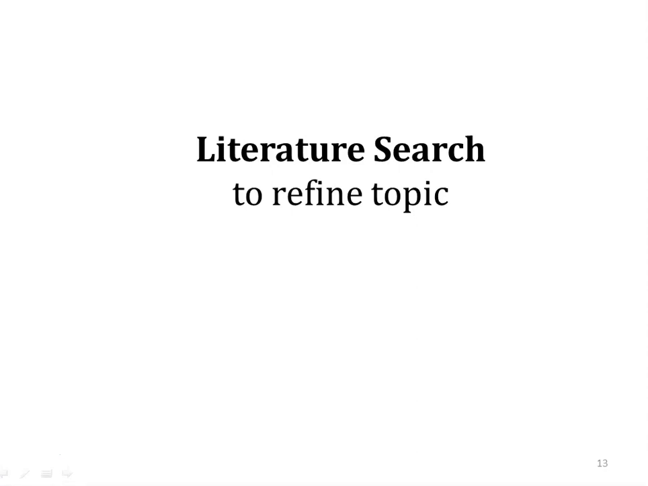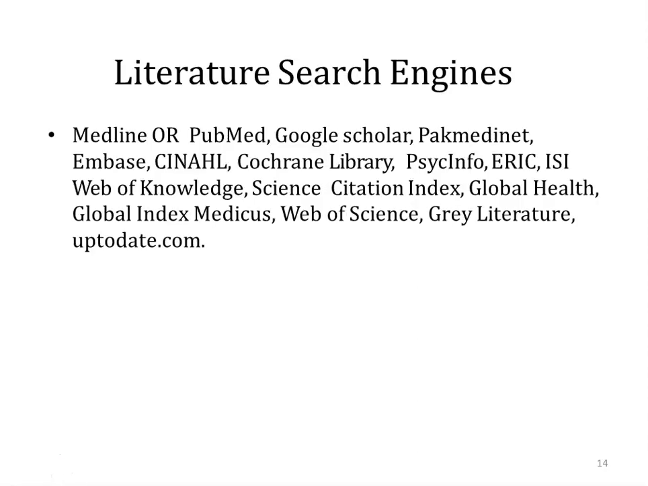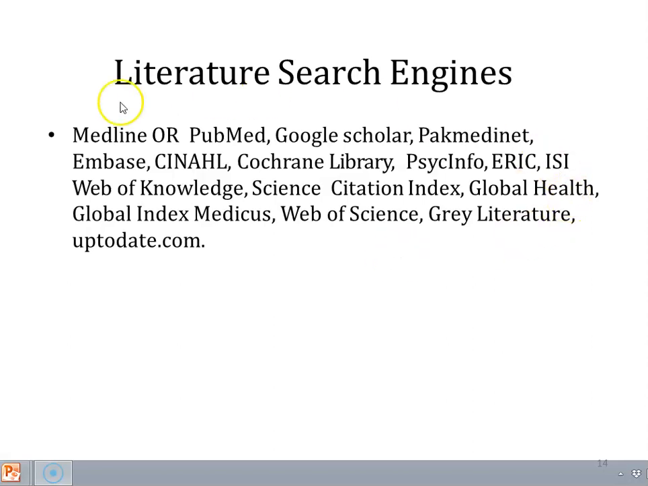What databases can I search for published articles? This is a list of research databases where you can find published articles and journals for searching your desired information. Medline or PubMed is the most commonly used database, and PakMediNet is for research articles related to Pakistani journals. Here you can see the word grey literature.